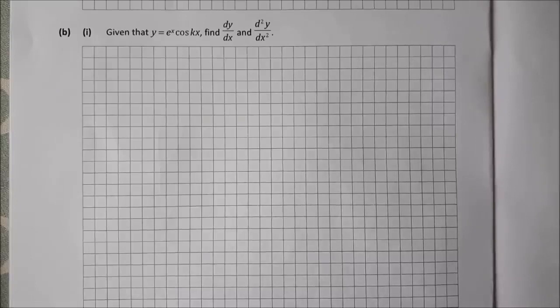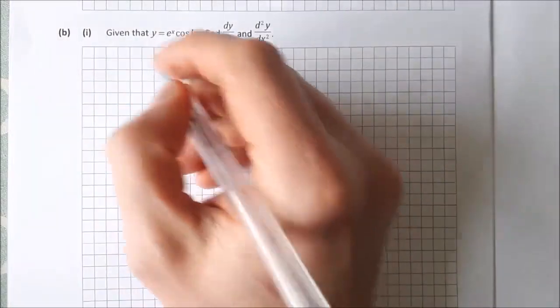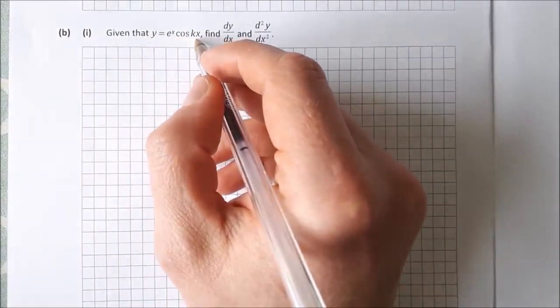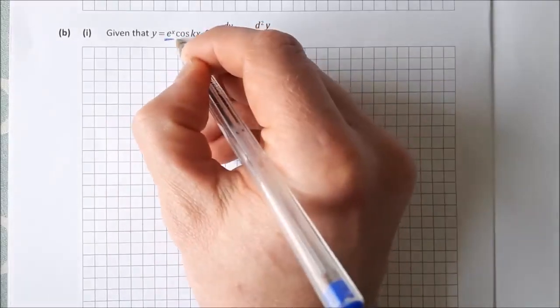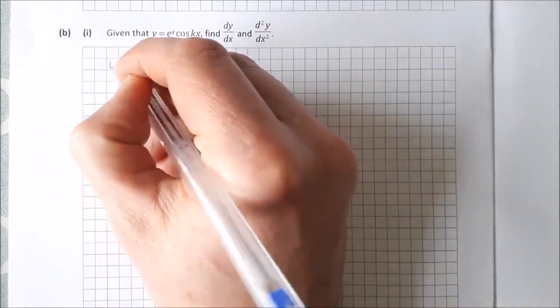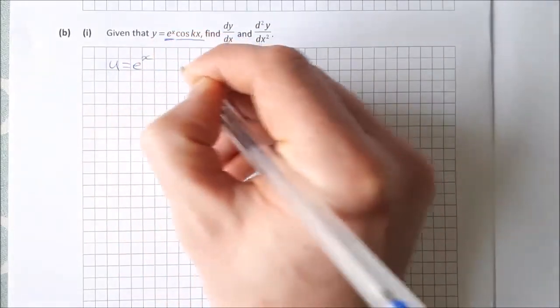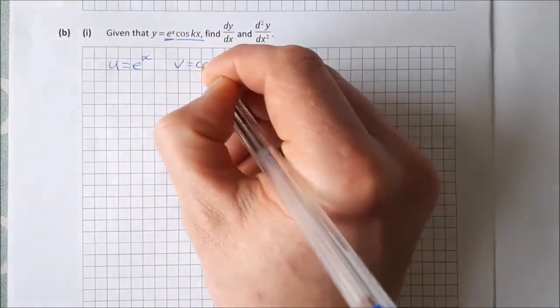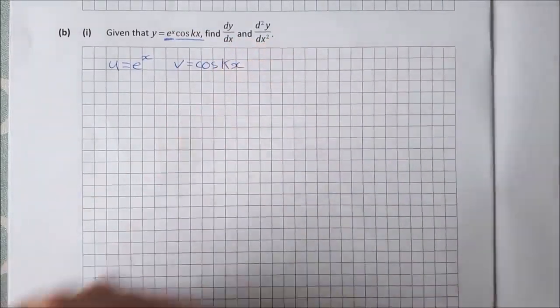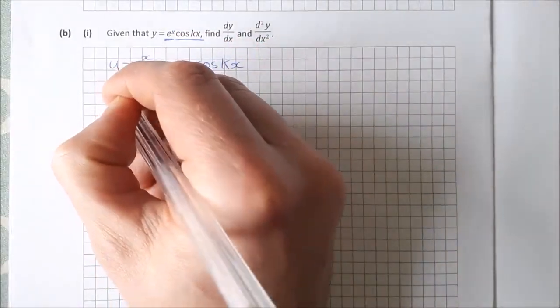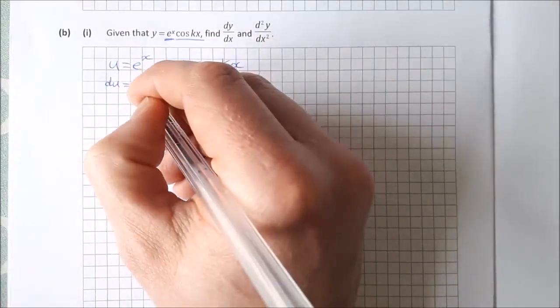So part B, given that y is equal to e to the power of x cos kx, find dy/dx and d2y/dx squared. So find the first derivative and the second derivative. So y is equal to e to the x cos kx. That's going to be a product rule. So I'm going to let u equal e to the power of x, and I'm going to let v equal cos kx.